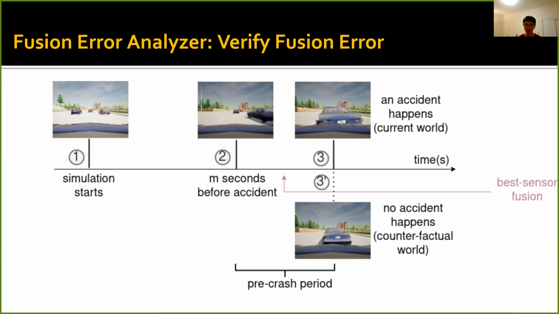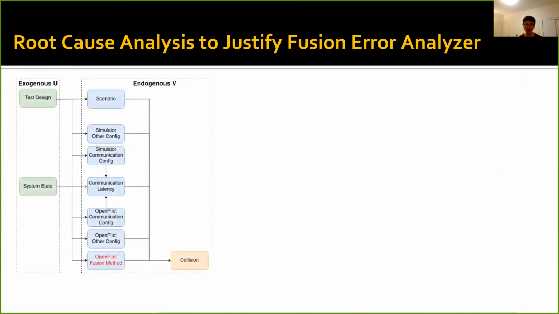And if the collision can be avoided in the counterfactual world, then we say, okay, this original collision is caused by the fusion module. Now, how to justify this? We actually build a causal graph. The causal graph is essentially a graphical model that represents the causal relationship between different components. Say, in this case, we are interested in the collision result. We're also interested in the fusion method used, because we're interested in whether the method used caused the collision.